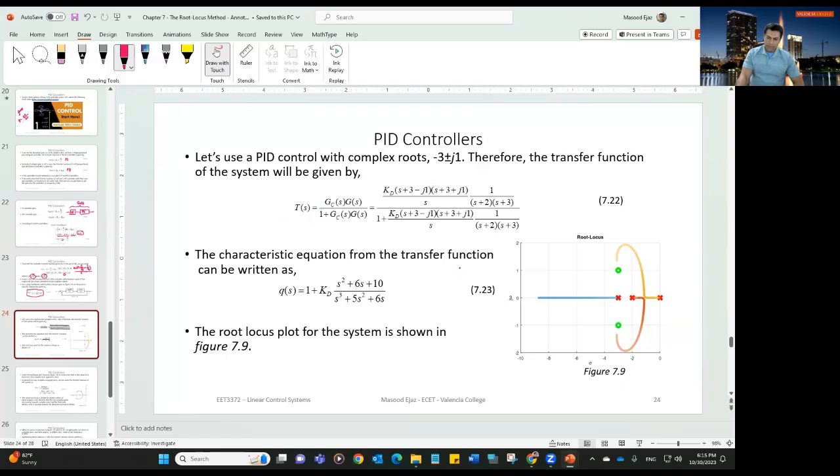And then calculate the transfer function of that: Gc(S) G(S) over 1 plus Gc(S) G(S) for the feedback loop. And after we simplify this, we're going to get 1 plus KD (S squared plus 6S plus 10) over (S cubed plus 5S squared plus 6S), after the simplification of this equation. So this equation is basically your characteristic equation. This is just a simplification of the denominator right here.